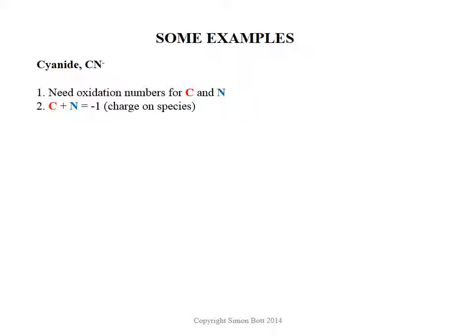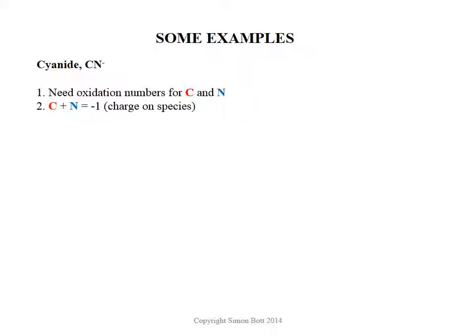One more example, and this is a sneaky, mean, nasty one. Consider cyanide, CN-. So obviously we need oxidation numbers for the carbon and for the nitrogen. Carbon plus the nitrogen has to be the charge. Now in this case, this is the first example where we're looking at a polyatomic ion, so the charge isn't 0, the charge is -1.